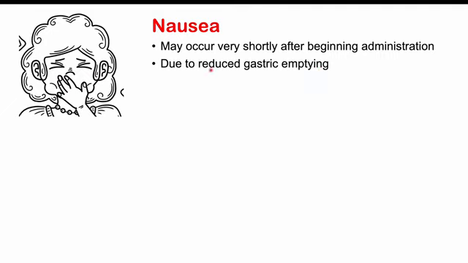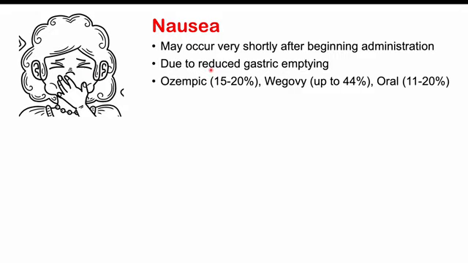Now, here are the rates at which patients report nausea occurring. So you can see Ozempic occurs at 15 to 20%, Wegovy up to 44%, and the oral formulation, which is Rybelsus, occurs at 11 to 20%. And as we will see, a common theme with regards to these side effects is that Wegovy is going to have the most side effects. And again, Wegovy is the higher dose formulation of semaglutide.